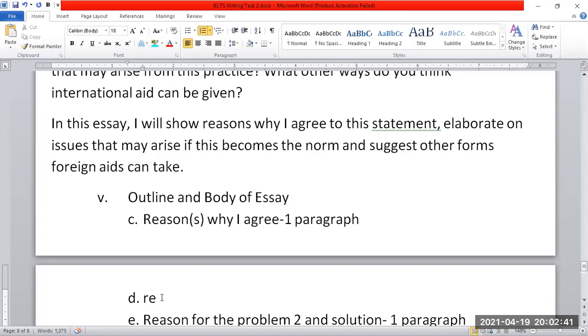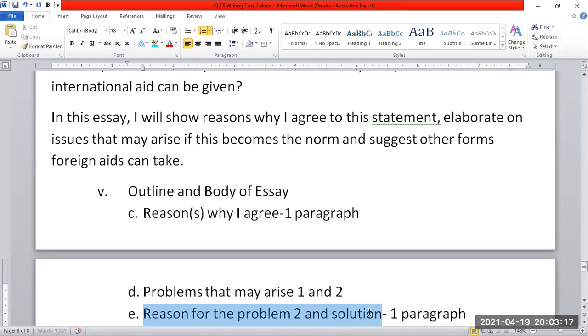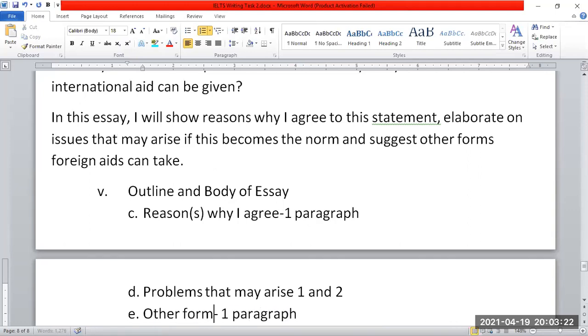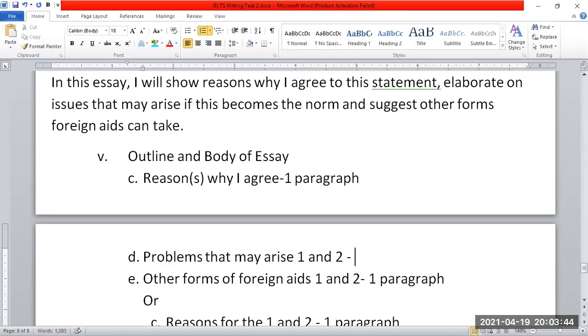Okay. Now, all right. So the second question is, what are the problems that may arise from this practice? Okay. So problems that may arise, you need 1 and 2. All right. So here reasons. Okay. Other forms of foreign aid, 1 and 2. And so paragraph 1, paragraph, this one too, 1 paragraph.